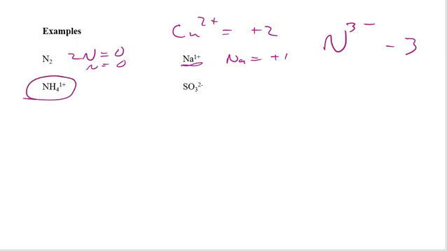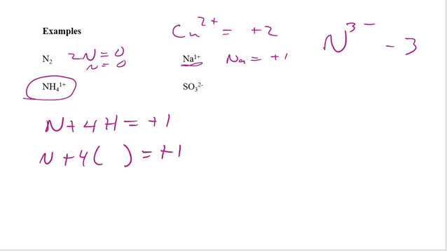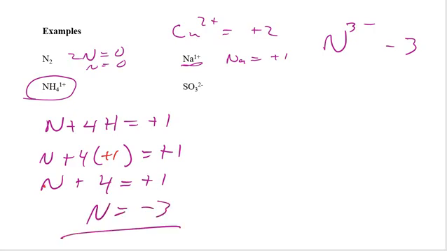But in NH4 1 positive, what's the N? What's the H? H is always a plus 1, unless it's in a hydride, and it's not. So you have an N plus 4 H's adding up to plus 1. The H is a plus 1. So if you continue out that algebra, you have N plus 4 equals plus 1. That means the N has to be minus 3.